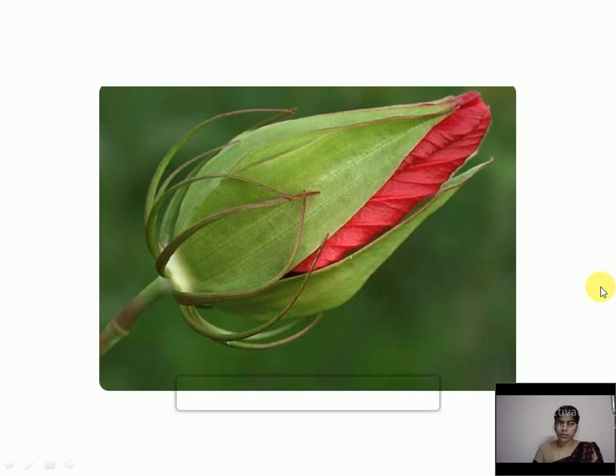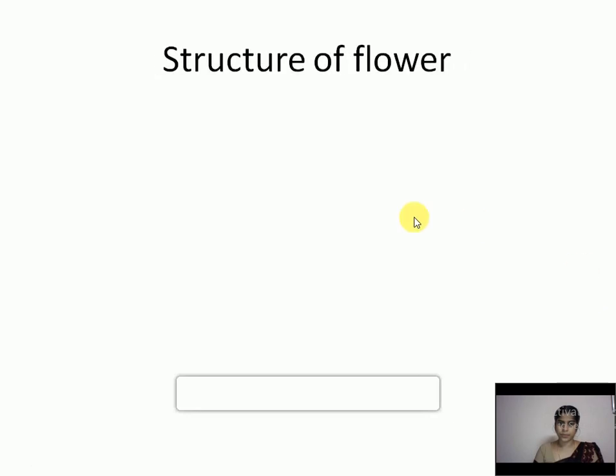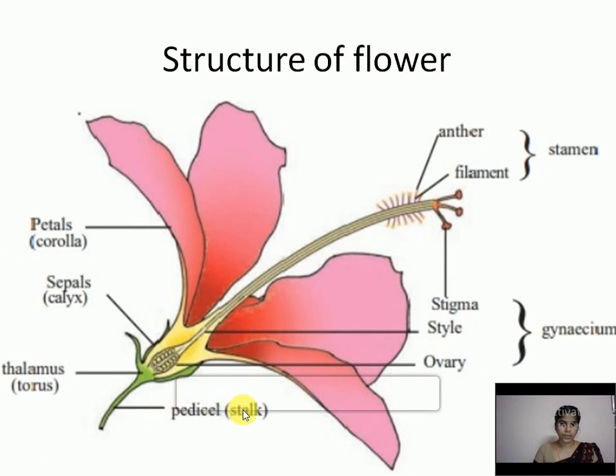Now we can see the parts of a flower. The first one is the pedicel or stalk, which attaches the flower to the plant stem and is connected to the thalamus. The thalamus is the swollen part just below the flower, below the sepals. This is the epicalyx, and this is the calyx, otherwise sepals. The function of the calyx is to protect the growing, developing flower bud.